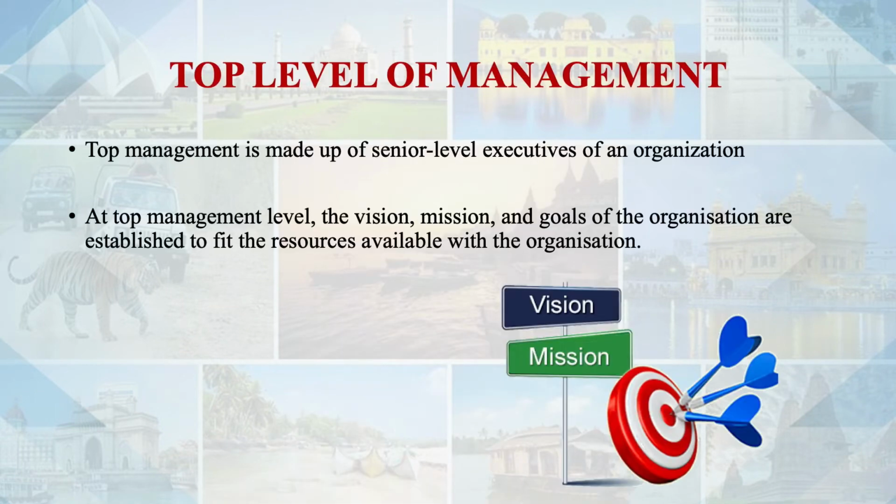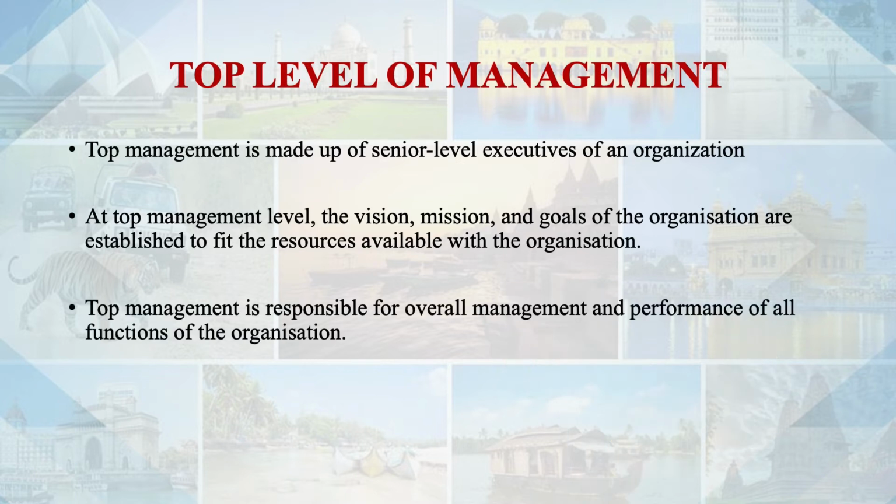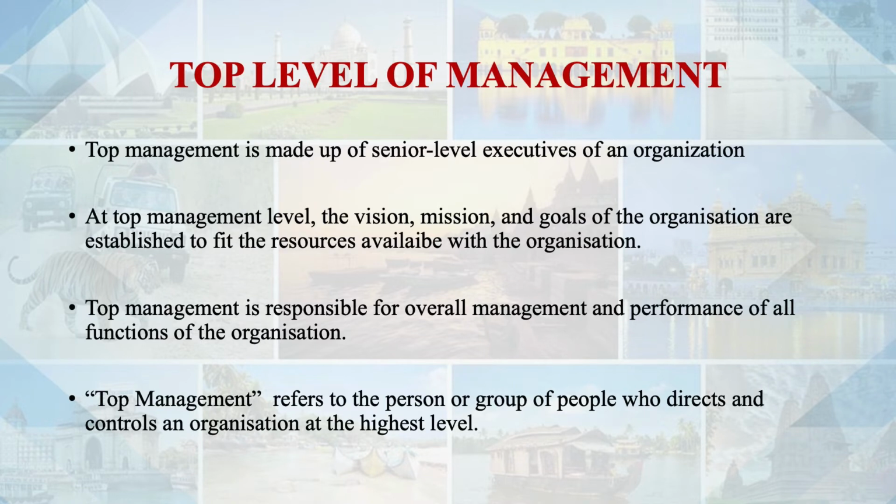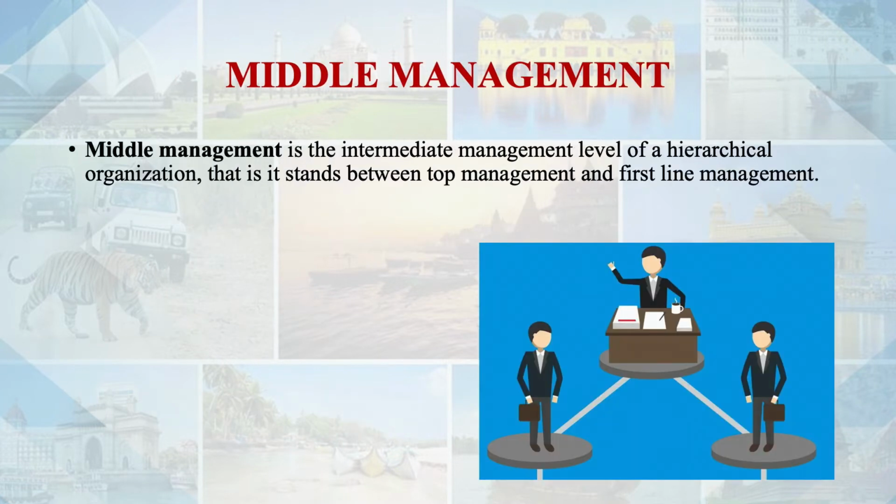A board is elected by shareholders and is responsible to them as their agent for managing the affairs of an organization. These are the positions which hold the most responsibility within an organization. At top management level, the vision, mission and goals of the organization are established to fit the resources available with the organization. Top management is responsible for overall management and performance of all functions of the organization. Thus, top management can be defined as a person or group of people who direct and control an organization at the highest level.